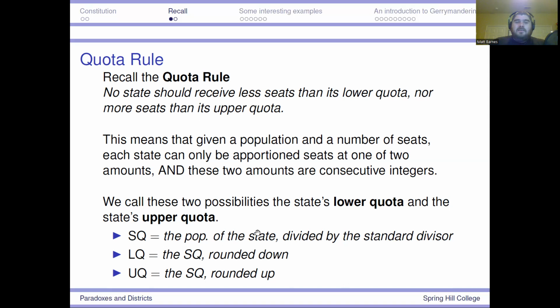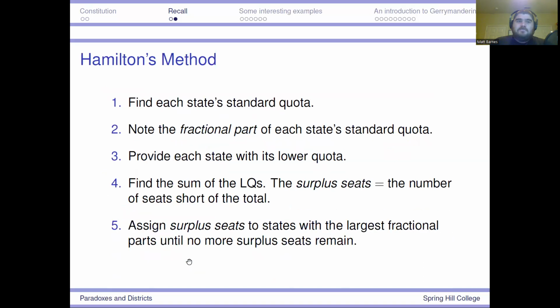We also have the standard quota, where we take our standard divisor, right, and use that to divide the population of the state. If you don't remember what standard divisor is, you might want to revisit the last video or look at the worksheet you did. And then, of course, our lower quota is just whatever the standard quota is rounded down. Upper quota is whatever it is rounded up. So that's going to kind of be the basis for the math side of things.